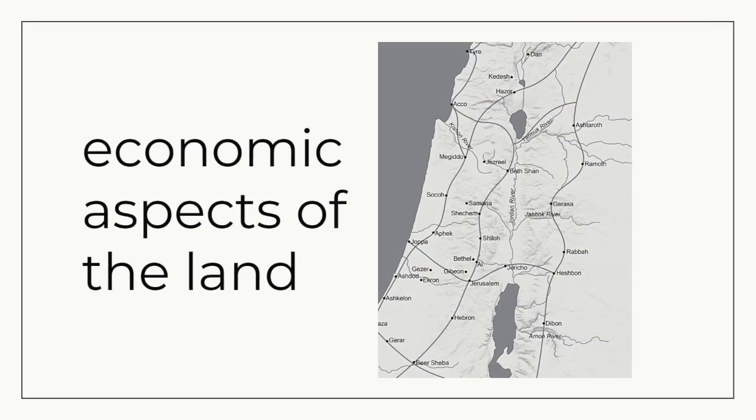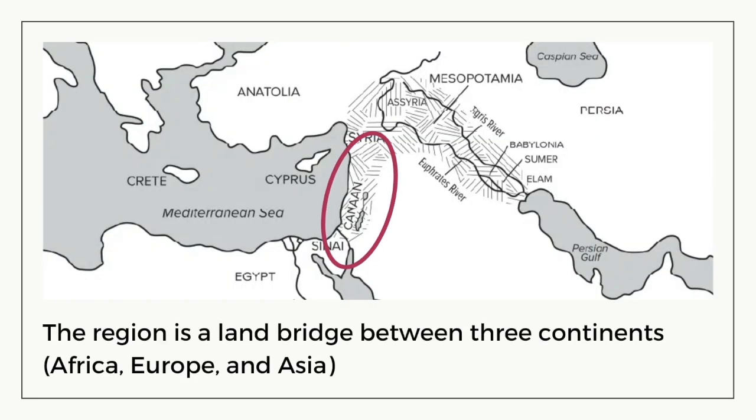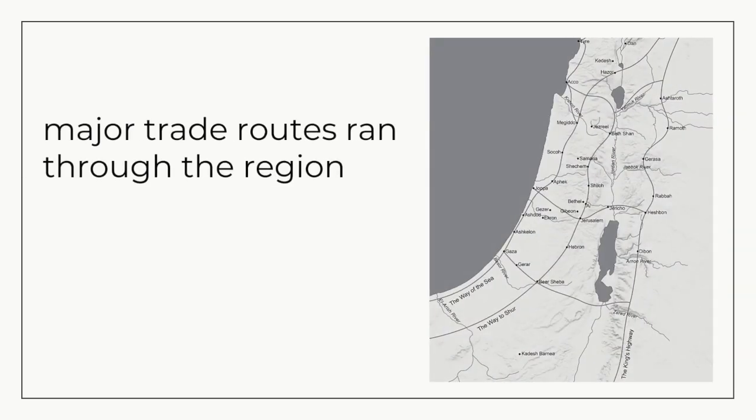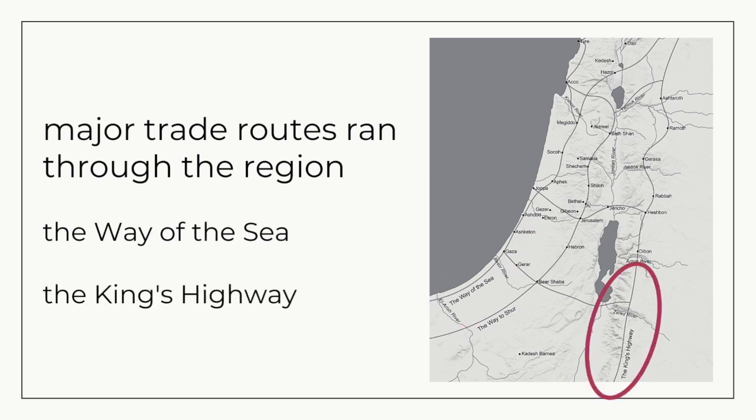Israel's geographic location carries several economic and political implications. The region is a land bridge between three continents: Africa, Europe, and Asia. Consequently, major empires crossed the region in their attempts to expand their power to new territories. Additionally, several major trade routes run through the region: the Way of the Sea and the King's Highway, among others. These geographic features meant that the inhabitants of ancient Israel were routinely exposed to foreign military and economic influence.